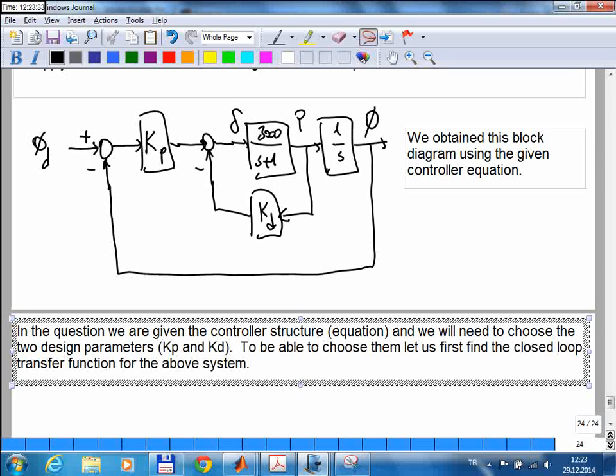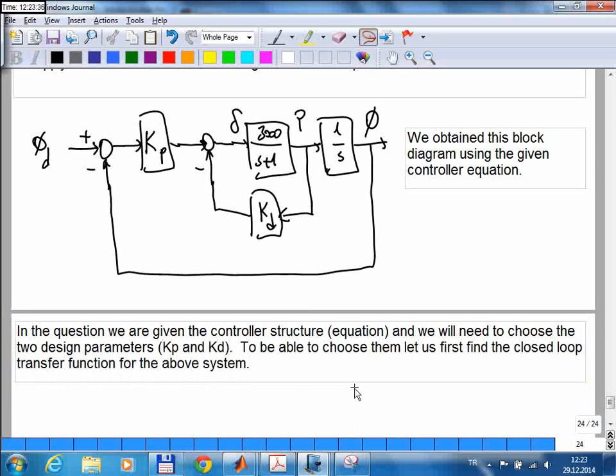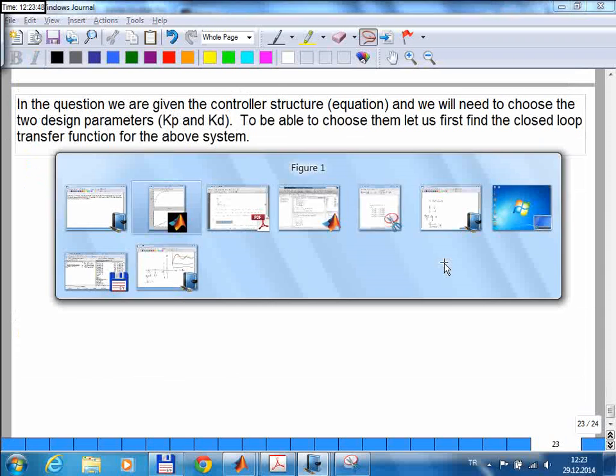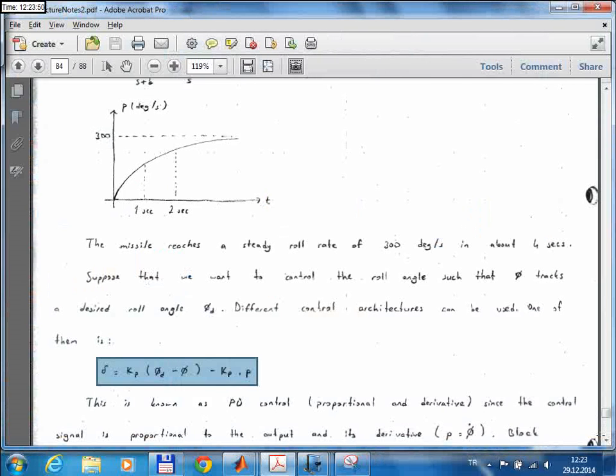for the above system. So I'm going to reduce this block diagram, and then I'm going to find a single transfer function from this input to that output. So you know how to do that. So I can just copy the result from here.